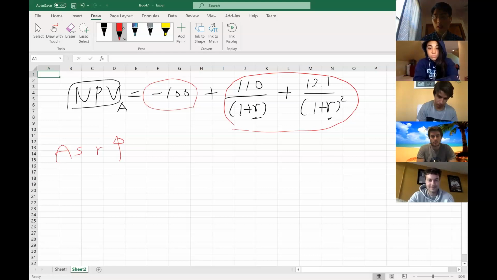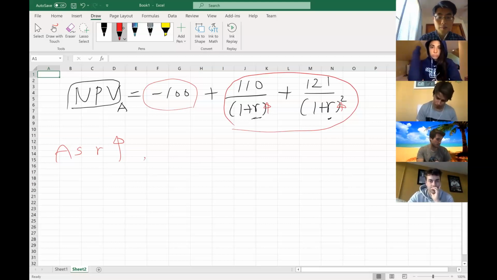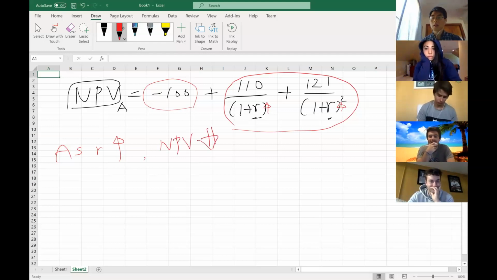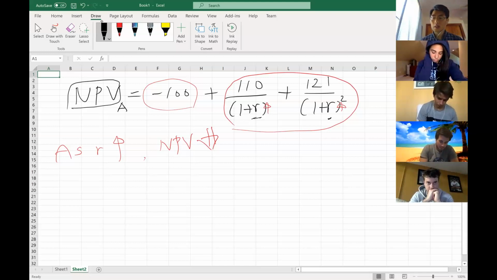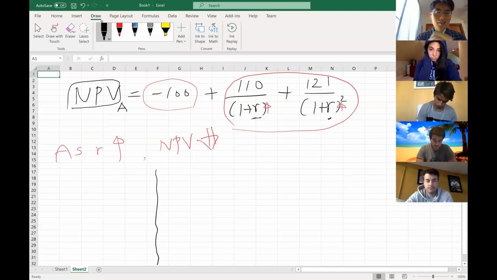So when the discount rate goes up, value of these denominators will increase, right? And because of that, the present value of the future cash inflows will decrease, but the cost doesn't change. So as the discount rate goes up, net present value actually decreases. So when we draw a chart that shows the relationship between NPV and the discount rate, so say this is not great.